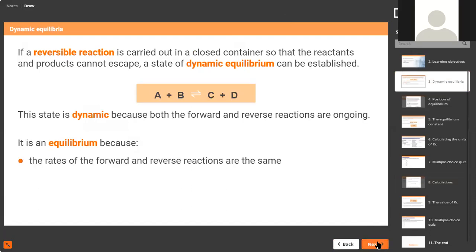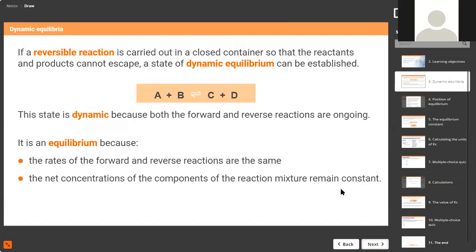So they remain constant. That is what equilibria is. We have A plus B going to C plus D, but it can also reverse back. And dynamic equilibria is when it can be happening at the same time.